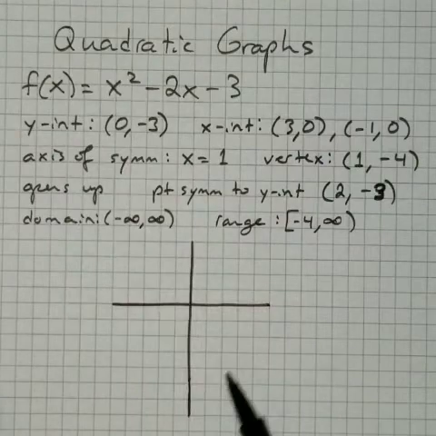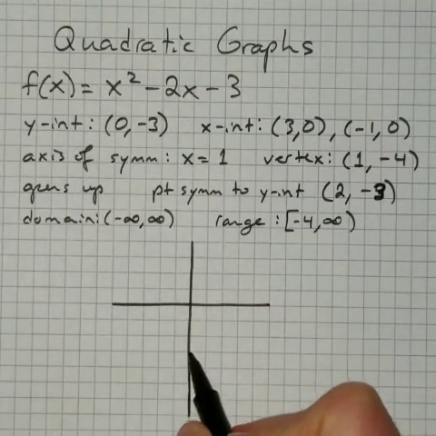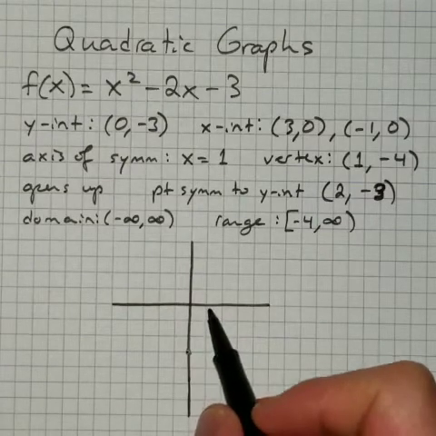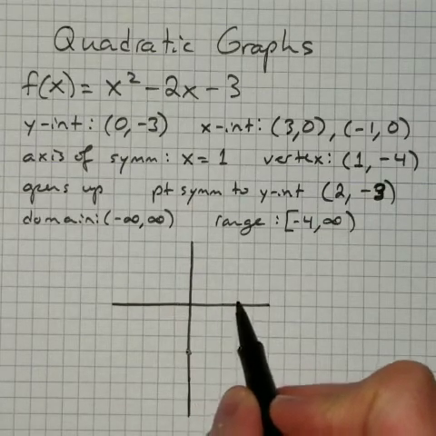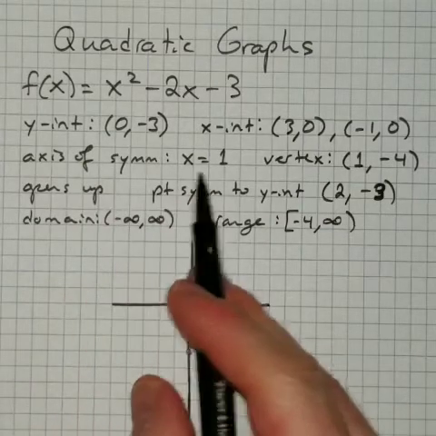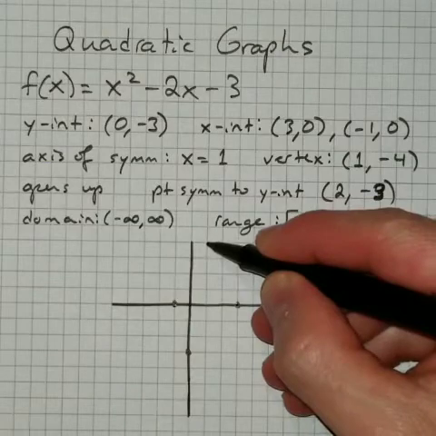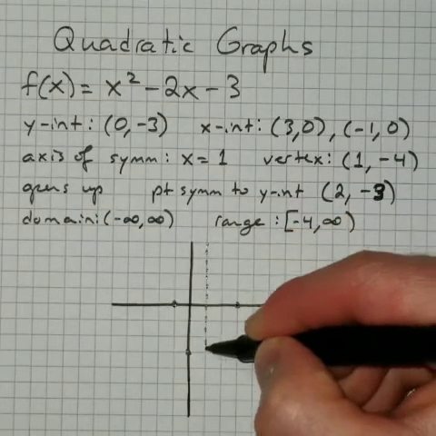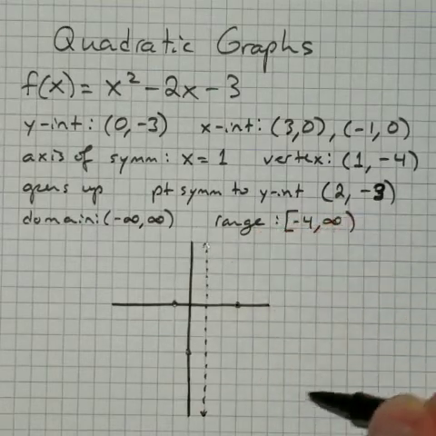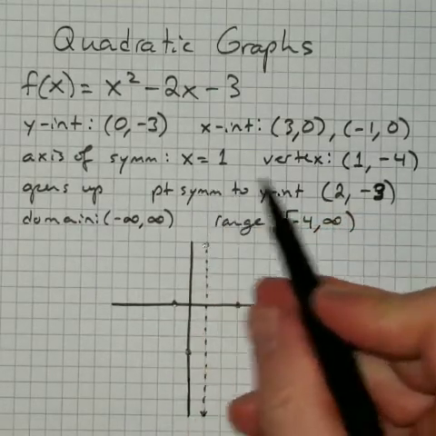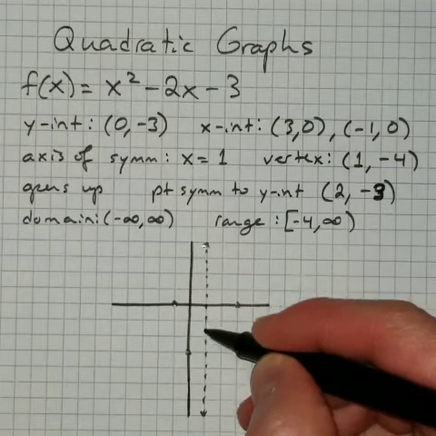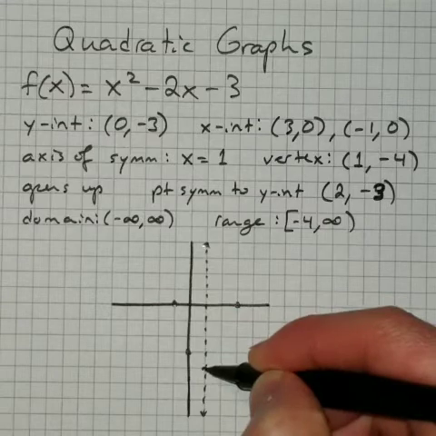Okay, so just going through this again, making each grid mark equal to 1 unit. The y-intercept is at -3, so 1, 2, 3. The x-intercepts are at 3, 1, 2, 3, and -1. The axis of symmetry is at +1. So that's going to run down here. Let's see. The vertex is at (1, -4). So here's 1, 1, 2, 3, 4.